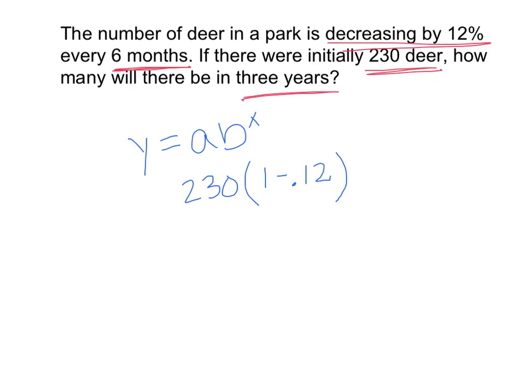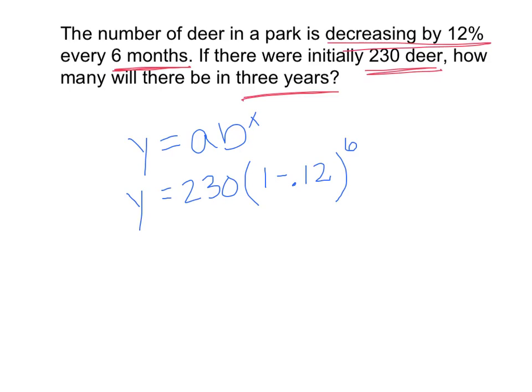And it's going to decrease for 3 years. How many times does it have a chance to decrease? It's not 3 this time. It's 6, because it will decrease twice every year. For 3 years, it has a chance to decrease 6 times.